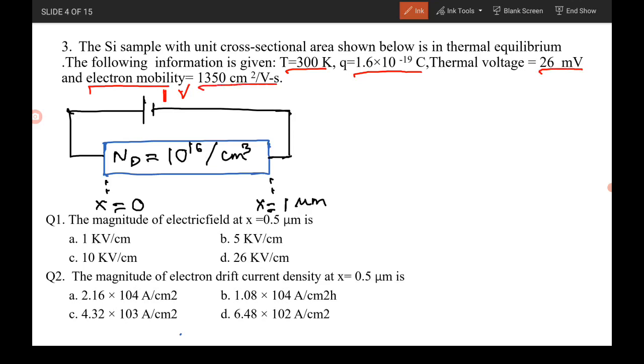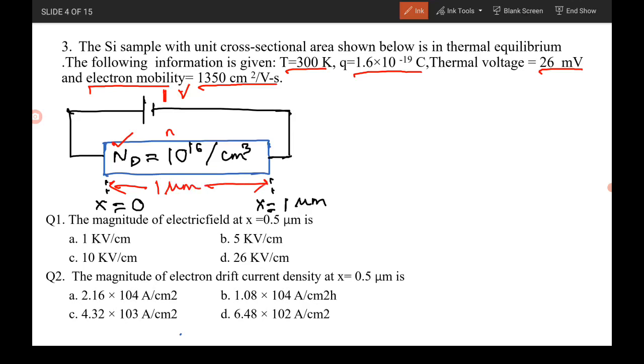So here you can see in this figure that the semiconductor used is which type? That is N type. Why? Because here we have the donor concentration. So Nd is given, that means the semiconductor used is N type. And the distance is also given. The length of the semiconductor is given, whose initial position is 0 and it ranges to 1 micrometer. So the length here is how much? 1 micrometer. Okay, so these are the values given.